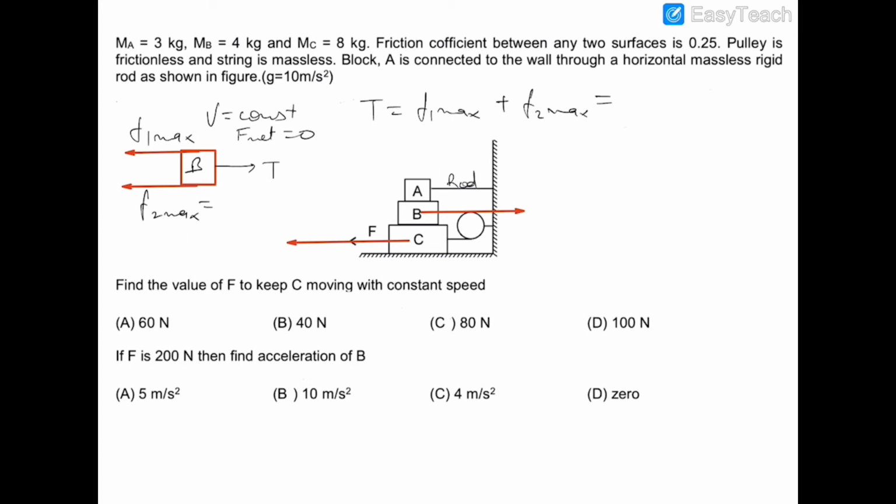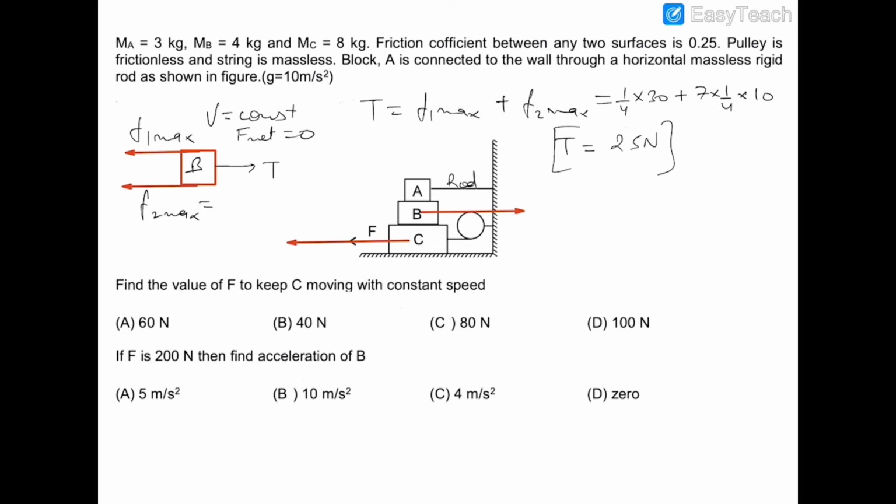and the value of F1 max will be mu into m into g, where mu is 1 by 4, m is 3 kg, and g is 10. So 1 by 4 into 30, as well as the friction between B and C will be 3 plus 4, which is 7, into mu is 1 by 4 into g is 10. So T will be equal to 70 by 4 plus 30 by 4, and this will be 100 by 4, and it would be 25 newtons.